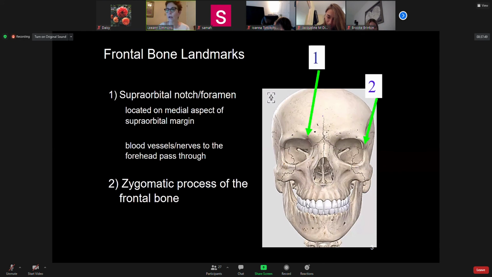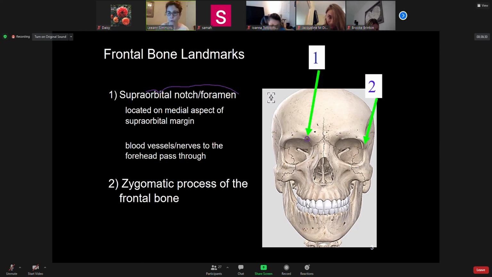There's a couple particular landmarks. One is the supraorbital notch or foramen, right here in the medial aspect of that ridge. Sometimes it's just a little notch in bone. Sometimes it's actually a foramen, it has bone all the way around it, so it's a hole there. Just variations in anatomy. Blood vessels and nerves come through that notch or foramen to supply the forehead region.